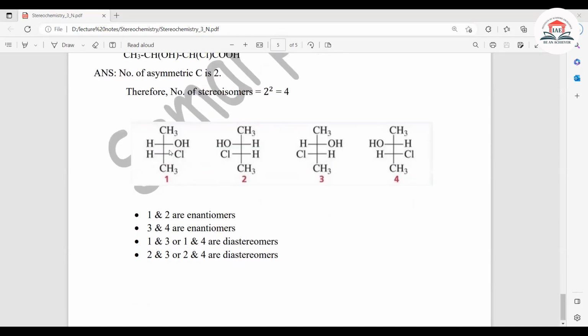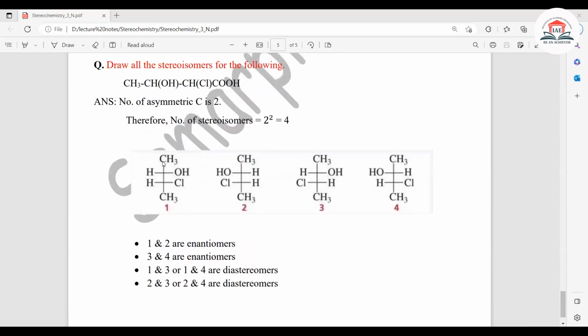So we have drawn the structures here: CH3, HOH, HCl, CH3. Just draw any random structure at first, whatever comes to your mind, and then take a mirror image of that molecule. So you will have 2 isomers. Next, you will just change one of the groups, like put OH on the left hand side and H on the right hand side. Then you will get this type of molecule. And Cl on left and H on right, you will get this molecule. Then take another mirror image. In this way, you will get 4 different isomers.